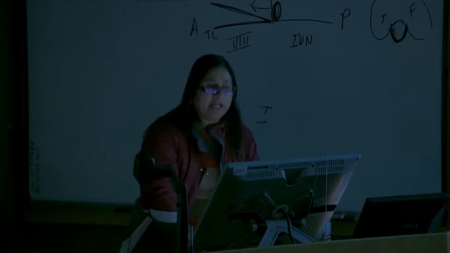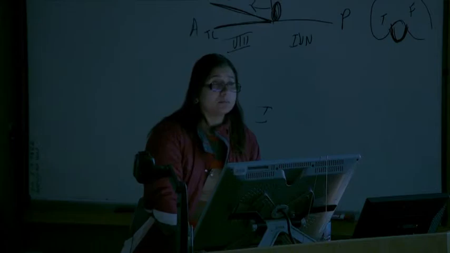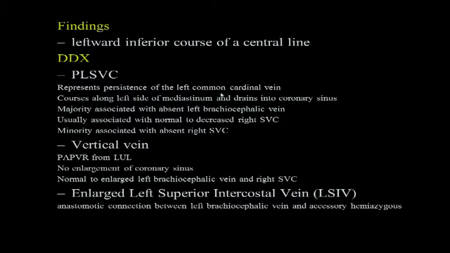Could it be in anything else? It's drawing blood just fine. So this is the leftward inferior course of a central line, correct? Persistent left SVC is your first diagnosis if this is still drawing venous blood, as you have confirmed. It represents persistence of the left common cardinal vein, courses along the left side of the mediastinum and then drains directly into the coronary sinus, majority associated with absent left brachiocephalic vein, usually associated with normal or decreased size of the right-sided normal SVC, minority associated with absent right SVC.